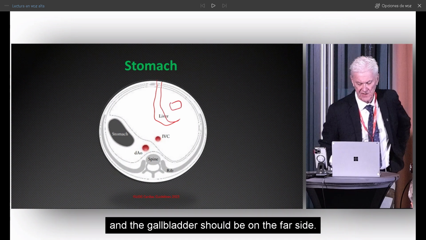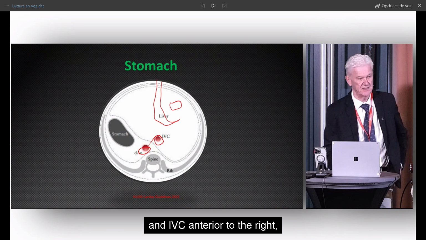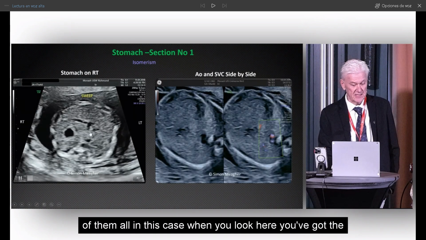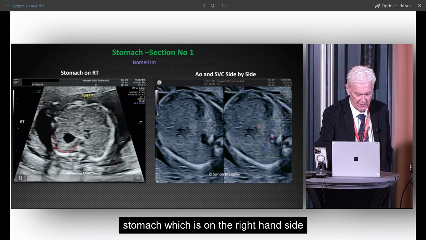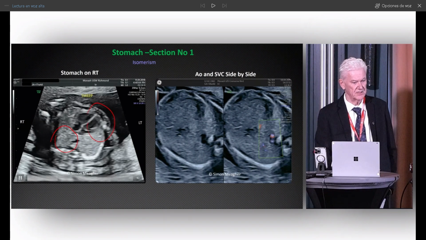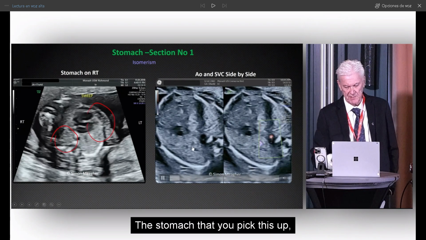But for every pregnancy that you do, you look at the stomach, the intrahepatic vein should sweep away, and the gallbladder should be on the far side. The aorta to the left of the spine, and IVC anterior to the right. Probably the most straightforward and easiest section of them all. In this case, when you look here, you've got the stomach, which is on the right-hand side, and the heart, which is on the left. Completely structurally normal heart. But again, it's examining that first level, the stomach, that you pick this up.